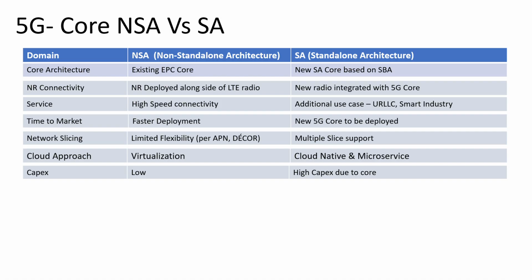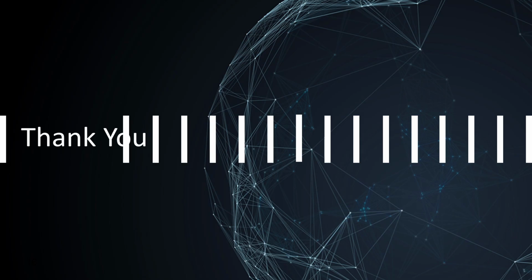But in case of standalone, as you have to place a new 5G core, you have to make the cloud network ready, the cloud-native support ready. You have to make the new network functions get deployed into the network, right? The 5G core needs to be deployed. So it's a high capex requirement. There is an upfront cost. Once that capex is deployed and your network is ready, then only you can launch the 5G service. So these are the major differences we understand between NSA and SA, right?